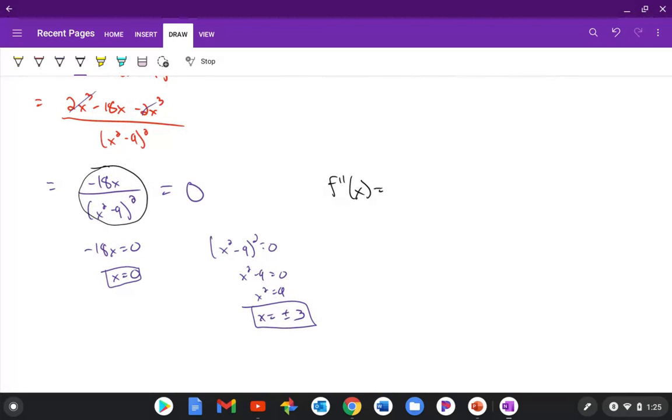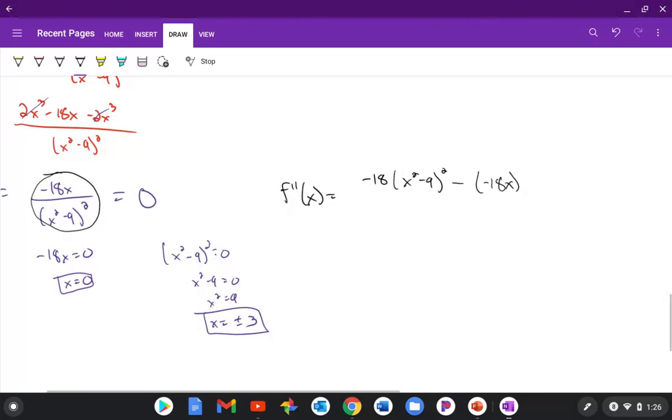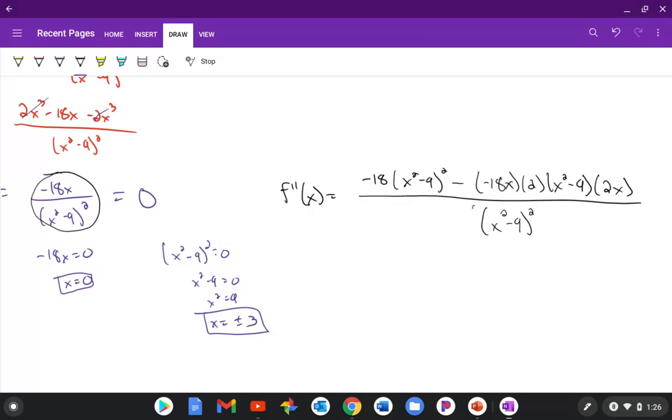So f double prime of x, do another quotient rule. We get negative 18 times the bottom, right, minus the original top, negative 18x. The derivative of the bottom uses a power rule where you have to bring the 2 down in front first. You keep the inside the same, subtract 1 from the exponent, and then times the derivative of the inside, which is 2x, over x squared minus 9 squared squared. So it's going to end up being the 4th power.